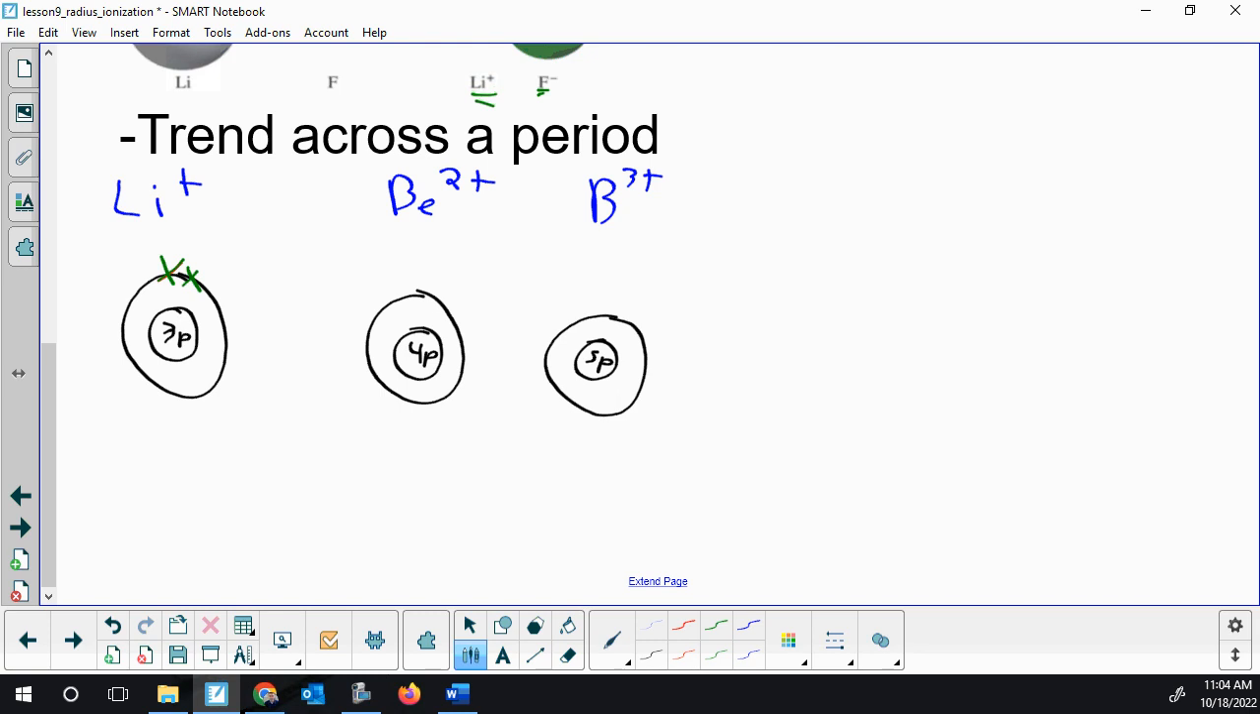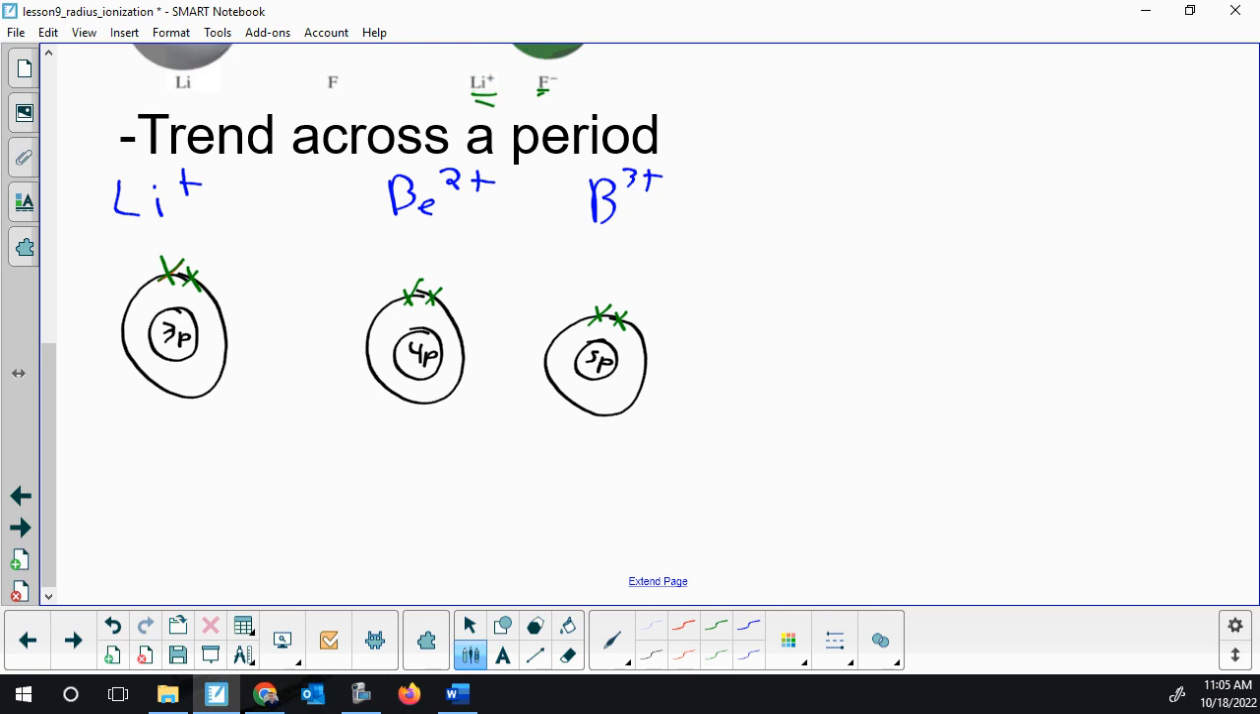Beryllium would have had 4 electrons as an atom, but it's plus 2, so it's lost 2. It's also down to 2. We've got 2 isoelectronic ions. If we move on to boron 3 plus, boron, the atom, would have 5 electrons, and it becomes 3 plus, so it's down to 2. Again, we have 3 isoelectronic ions.